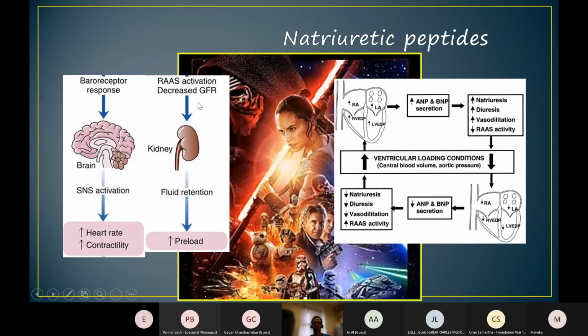Your BNP's sky high because the patient's really sick, and that's the natriuretic peptide that actually is trying to counteract these harmful processes, trying to make you pee out sodium and water, vasodilate, and suppress the adrenaline and the renin-aldosterone axis. So there is a light side, but it's not effective in the normal situation.